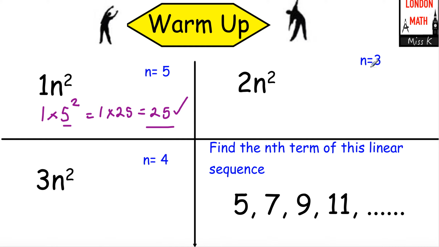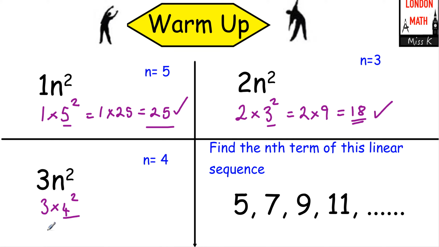Okay, next question. Question 3, we're going to substitute in n to be 3 in this question. So that's 2 times 3 squared. I do my indice first, so 3 squared is 9. 2 times 9 is therefore 18. Third question, we're going to sub in now n to be 4. I do my indice first, so it's 3 times 16, and that equals 48.